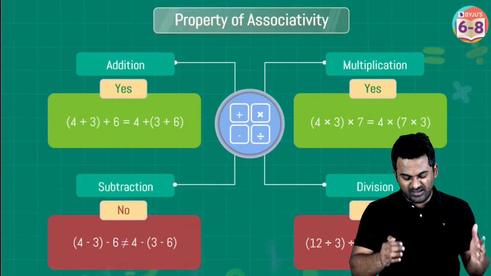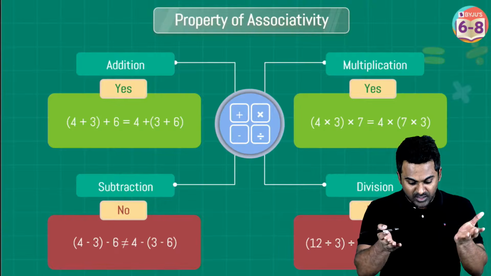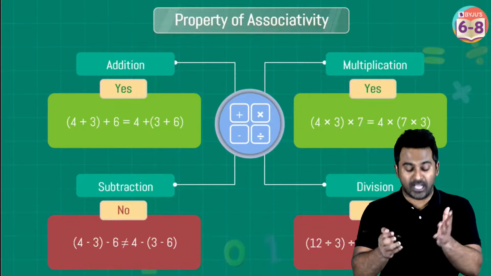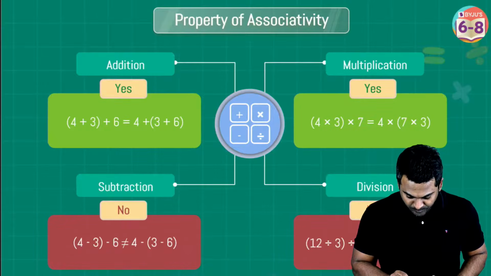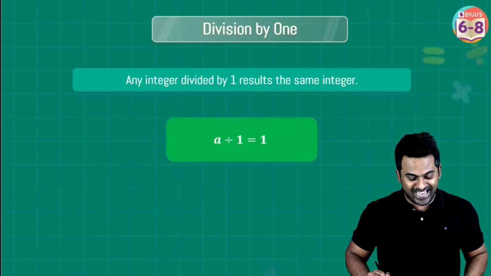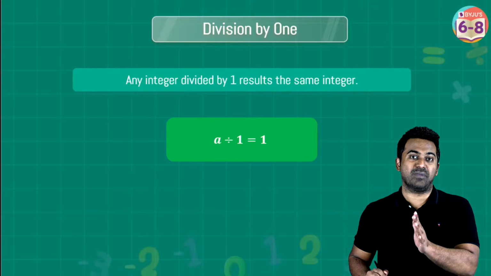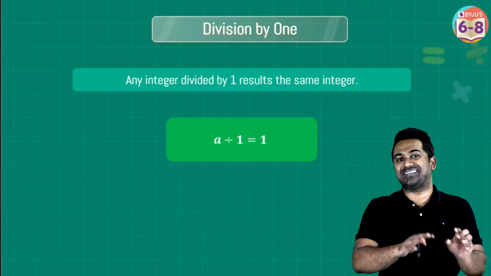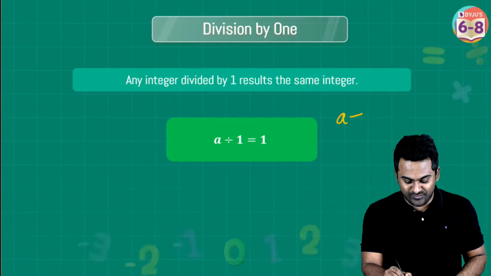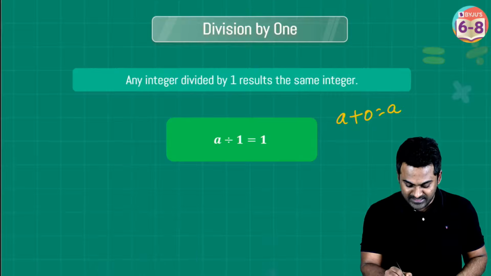In a similar way, it is fairly simple to understand that associativity will also not apply. And then the last thing is division by 1. Any integer divided by 1 is going to result in the same integer. You remember we did the same thing for addition: when you add 0, the result is the same. A multiplied with 1, the result is the same.